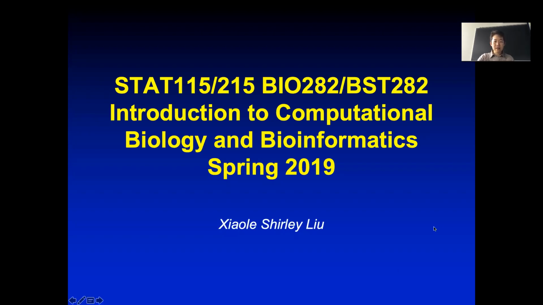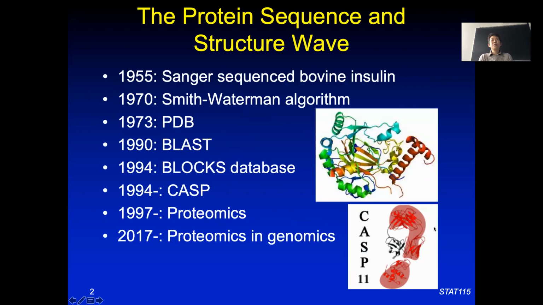So I want to show you how this computational biology or bioinformatics field started. Very early, bioinformatics is about protein sequence and protein structure. In 1955, Fred Sanger sequenced the first protein sequence, and he won a Nobel Prize for this. Since then, people have been sequencing more and more proteins, and every time they see a new sequence, they want to align to the previous sequences because they believe if there are similarities in the sequence, they will have similar structures and similar functions.